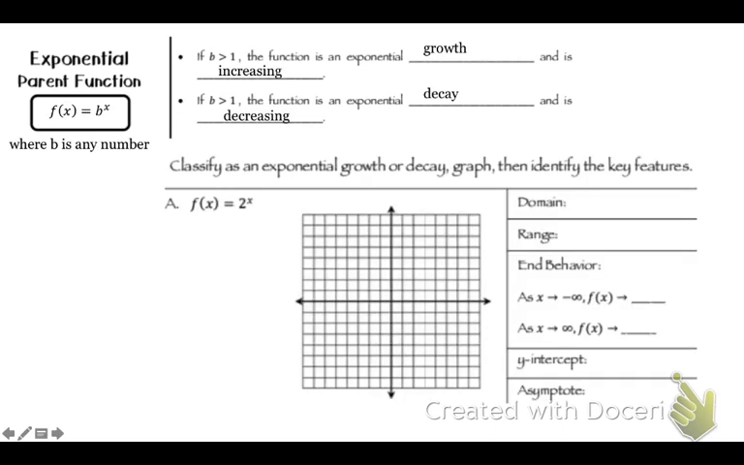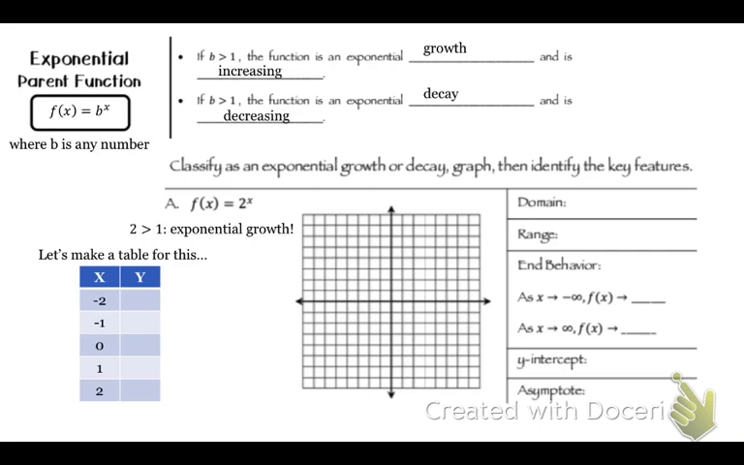Now, let's look at this. So, remember, that should say if b is less than 1, then it's a decay. That's my bad, sorry. Now, classify as an exponential growth or decay, and then identify the features and graph it. So, 2 is greater than 1, so that's an exponential growth. To graph this, let's just make a table. So, we're going to go from -2 to 2. Then we can just plug these numbers in.